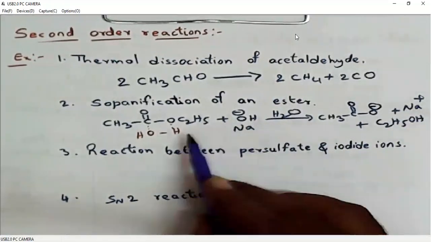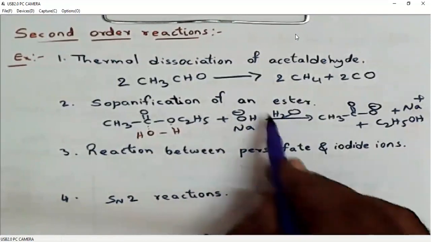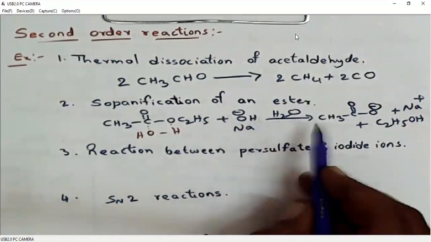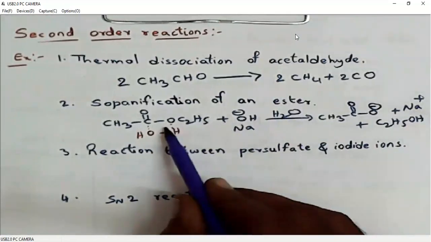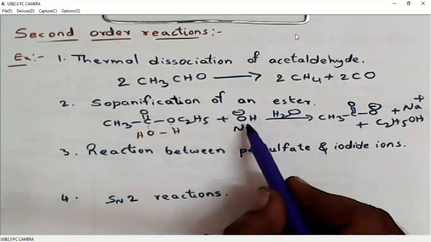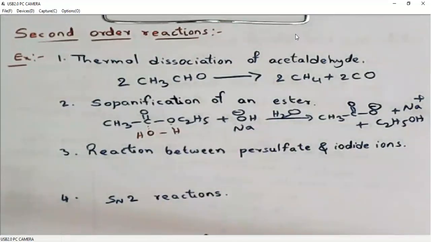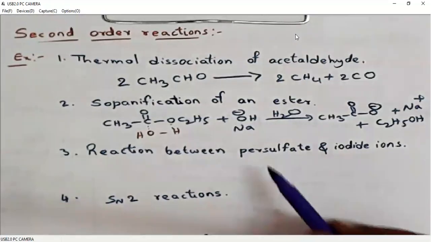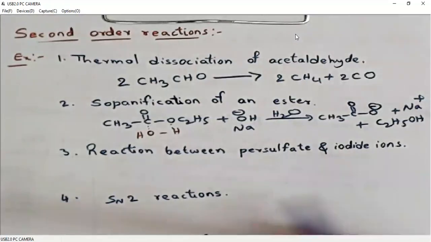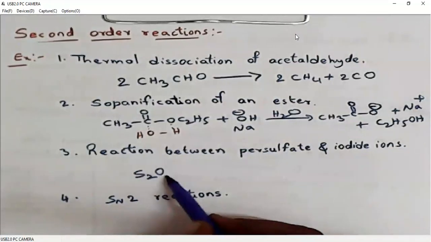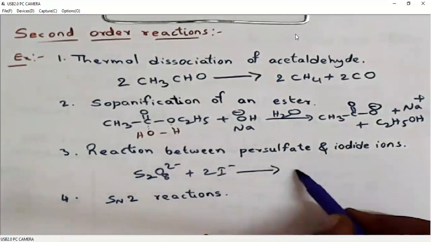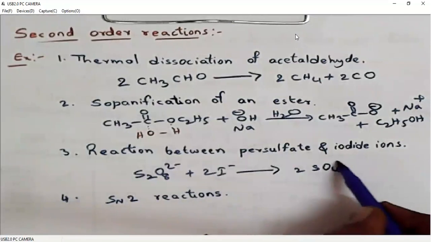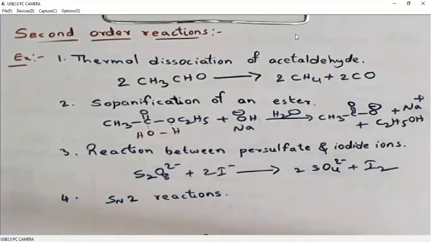So saponification of an ester, that means hydrolysis of an ester under basic condition, is a second order reaction. Why? Because the rate of the reaction depends on both ester concentration as well as sodium hydroxide base concentration. The next example for second order reaction is a reaction between persulfate and iodide ions. Potassium persulfate with I minus gives rise to a sulfate ion and iodine.